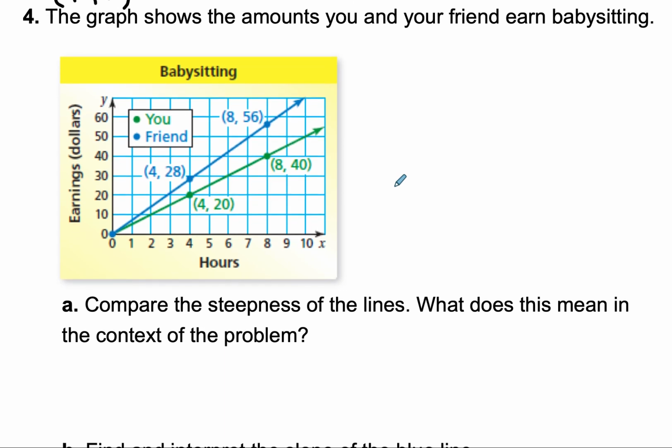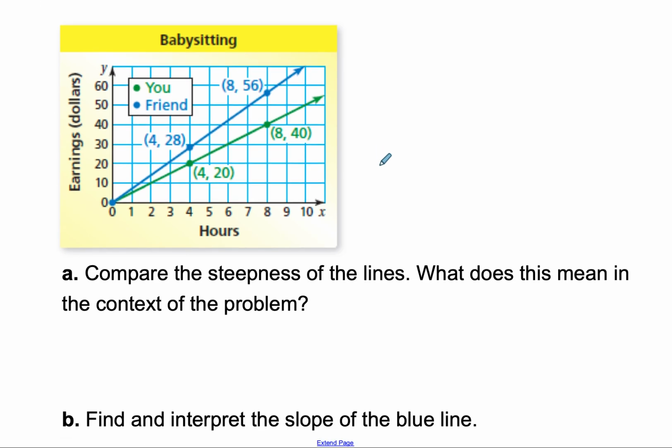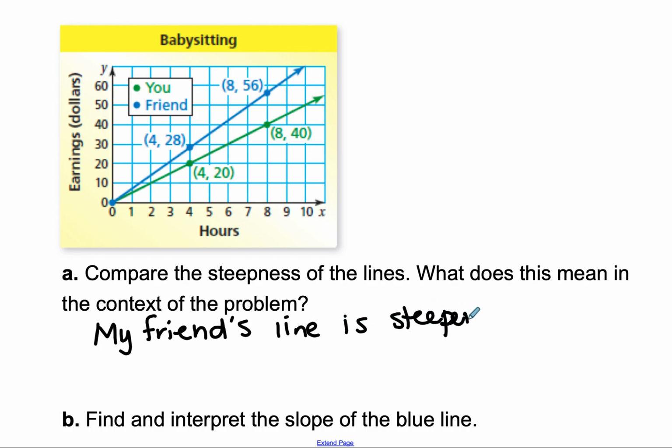All right. Compare the steepness of the lines. This is me and my friend. What does this mean? So the steeper line is this blue one, which is my friend's. My friend's is steeper. What does that mean? My friend makes more money per hour.